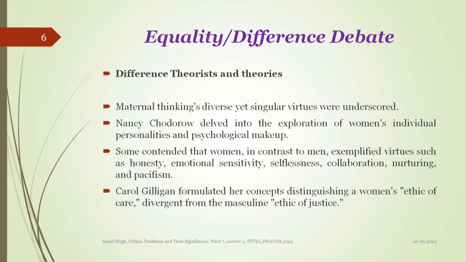The maternal thinking's diverse yet singular virtues were underscored. Now, we know that for the upbringing of the child and the functions associated with the process of reproduction, there are certain values associated with it. It has been argued that these values have been underscored: the importance of emotion, care, compassion, and nurturance in bringing up and caring for the child is so essential.